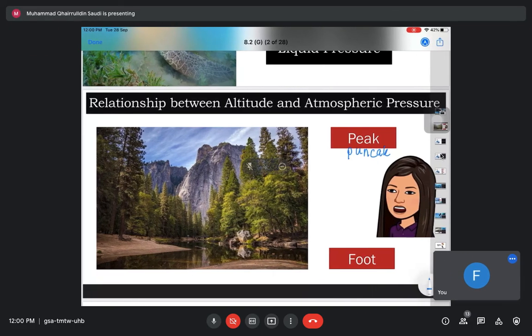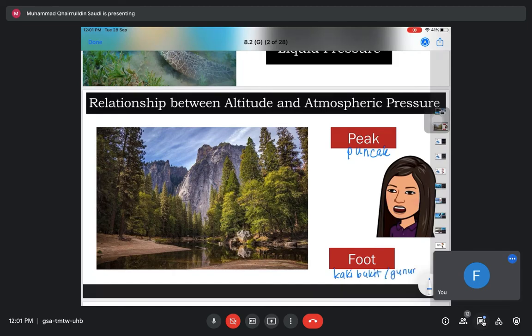Right. Peak is puncak. How about foot? Yes, good. Foot in this picture is kaki gunung or kaki bukit, not our foot. Not a human foot. It's called kaki bukit, or kaki gunung, depending on our picture. Thank you very much.